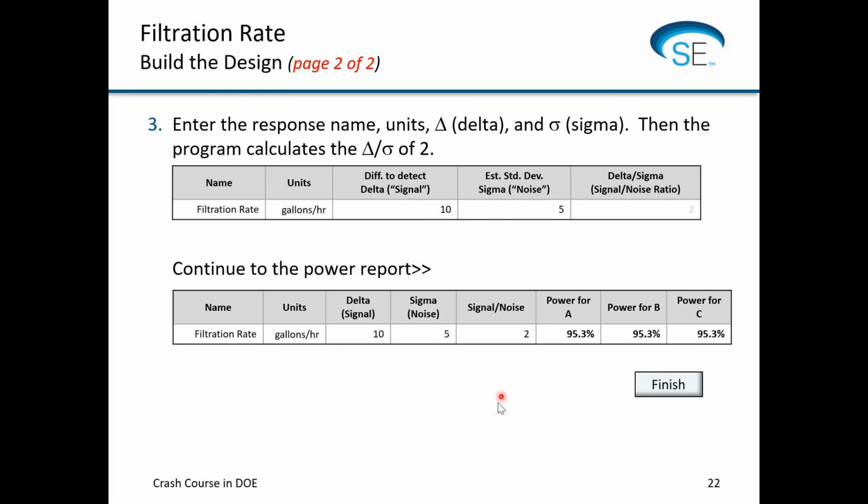Okay, so that's about as deep as I'm going to go on that, other than to say here we have a power of 95%, which is good. We usually want to be at least 80. And what that says is, given the amount of noise, the standard deviation in the system of 5, we can detect a signal of 10 with 95% confidence. That's pretty solid. So let's go to the software.